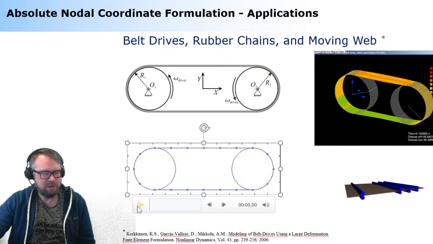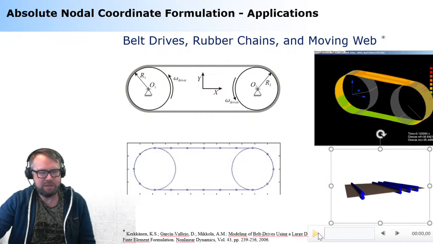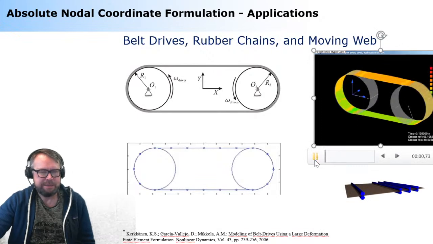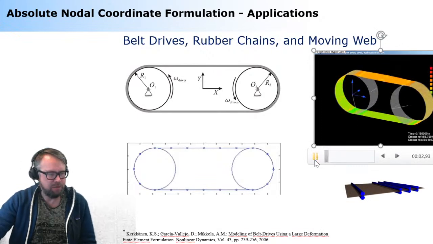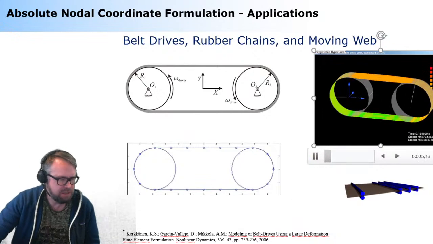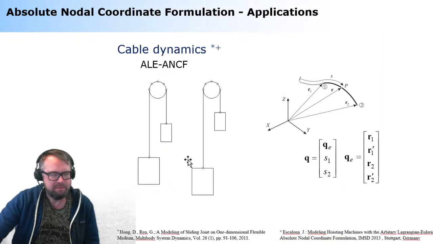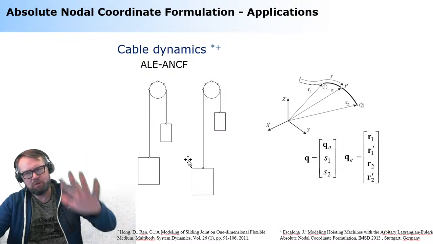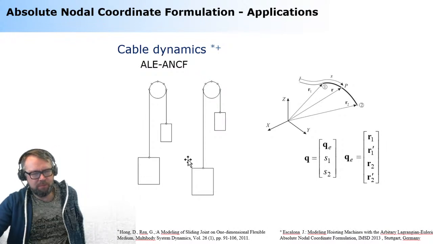So here is a belt structure that is modeled by using this absolute nodal coordinate formulation. This is a Xerox machine that is modeled by using the absolute nodal coordinate formulation. A belt structure modeled by using the same formulation, of course. And then an elevator structure, which I was looking for the animation of, but I was unable to find it.